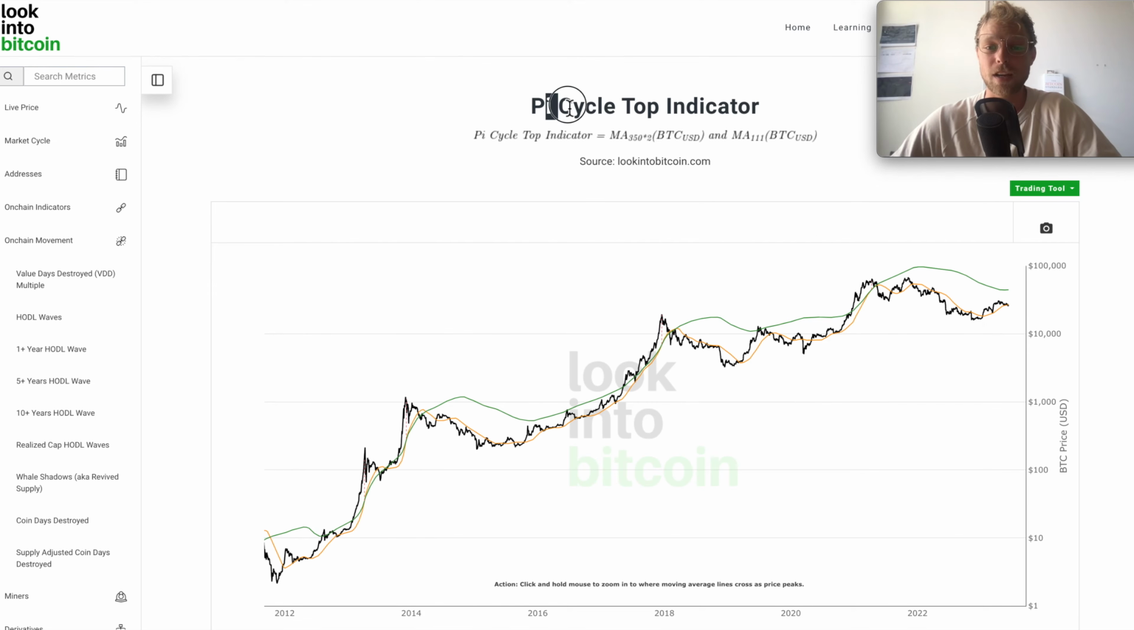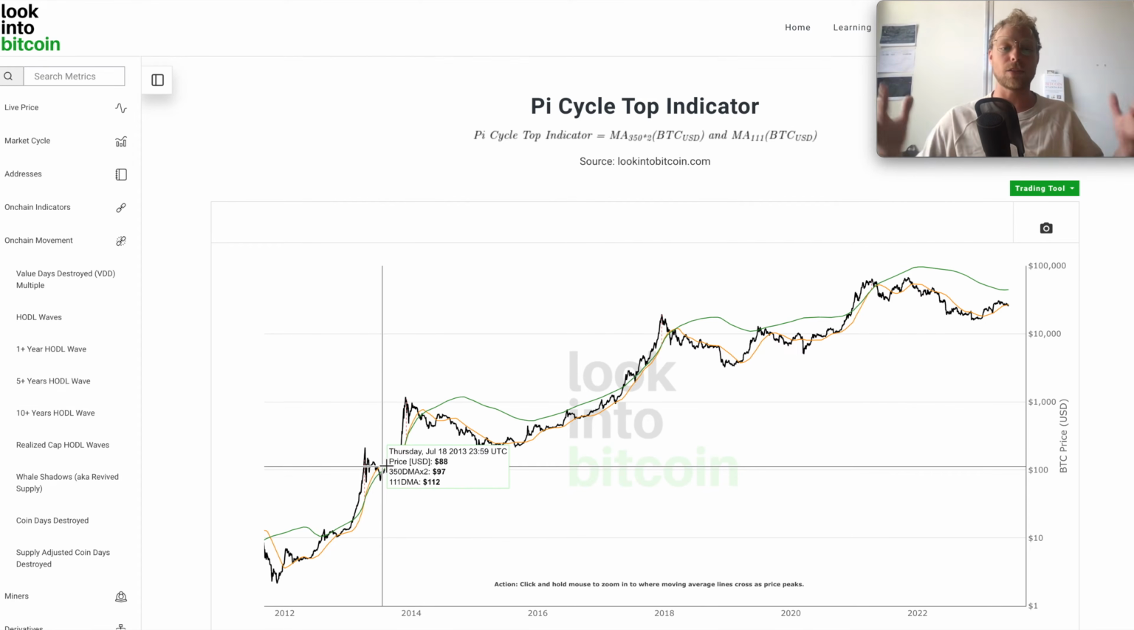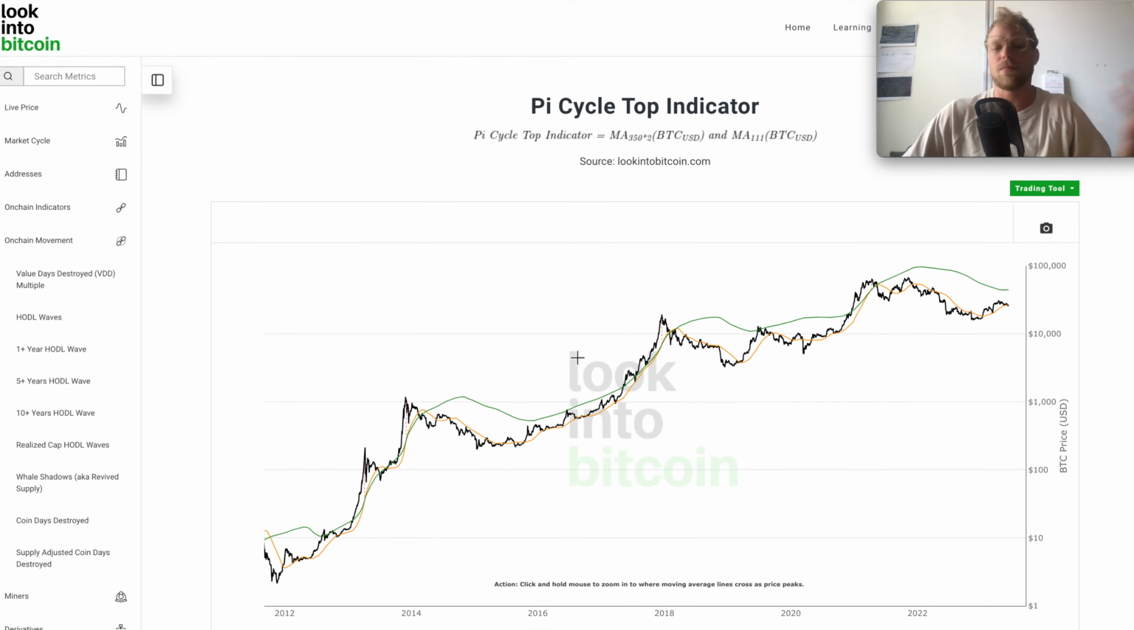The pi cycle top indicator. Guys, every single one of you most likely has heard about this indicator, and that's very logical because it has been very accurate in predicting specific tops in the Bitcoin bull market. And in today's video, guys, I want to have a talk about this indicator, what this indicator basically is, what it is telling us, and why it is so accurate in predicting the Bitcoin top. So guys, let's jump straight into it.